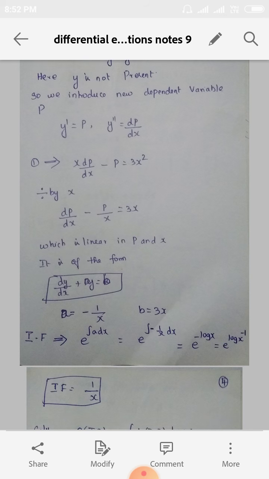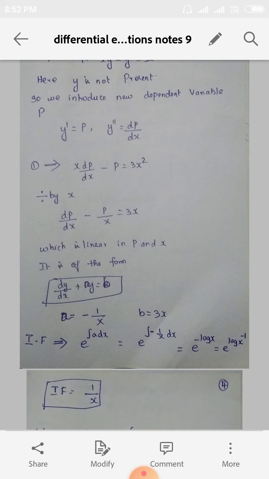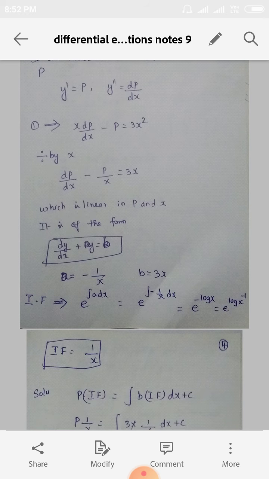Now write y dash is equal to p and y double dash is equal to dp by dx in equation number 1. See equation 1, x into y double dash: write y double dash is equal to dp by dx. So it becomes x dp by dx minus y dash; in the place of y dash, substitute p. So minus p is equal to the right hand side 3x square. Now in this equation, divide throughout by x. So we get dp by dx minus p by x is equal to 3x.